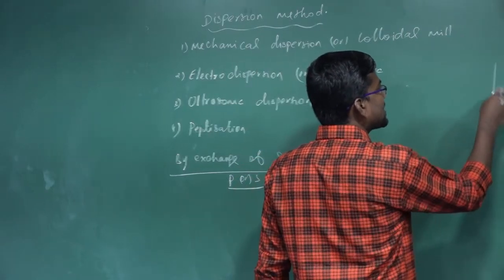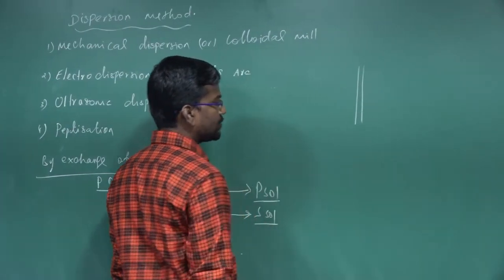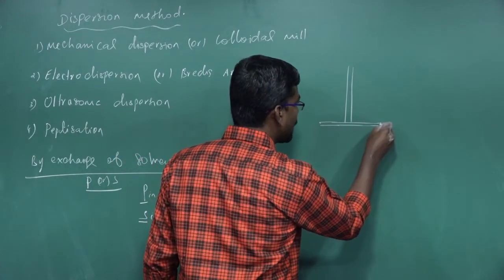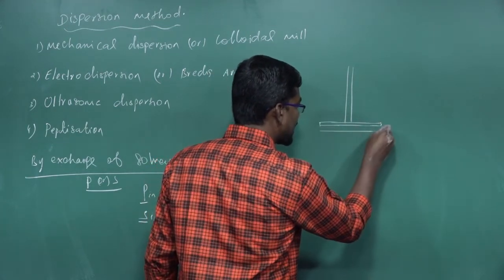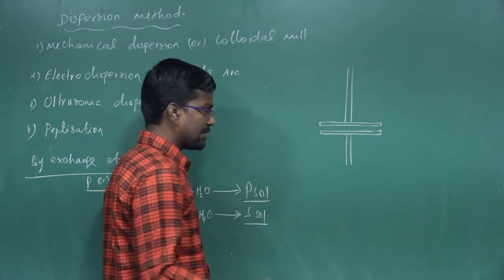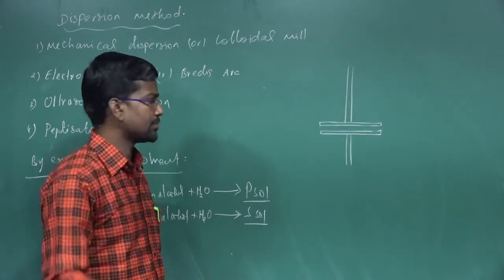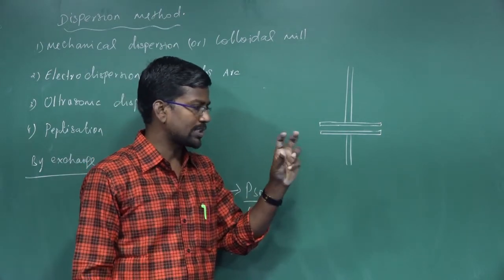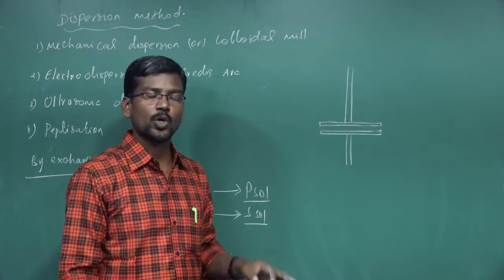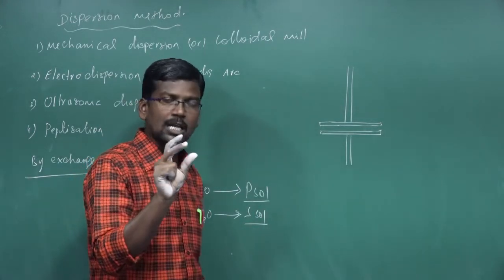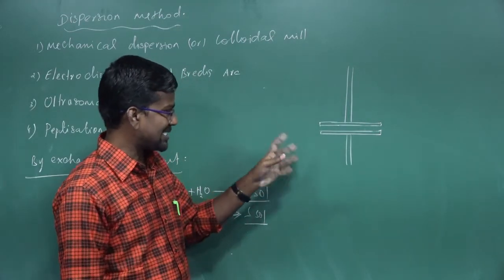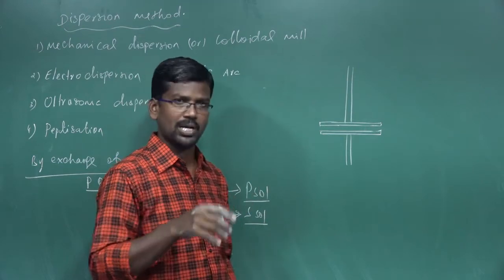Mechanical dispersion is a simple experiment. The colloidal mill consists of two steel plates touching each other. The two steel plates rotate in opposite directions at high speed, about 7,000 revolutions per minute. So per minute, the two steel plates rotate 7,000 times. It is a simple experiment, an example of a colloidal mill.